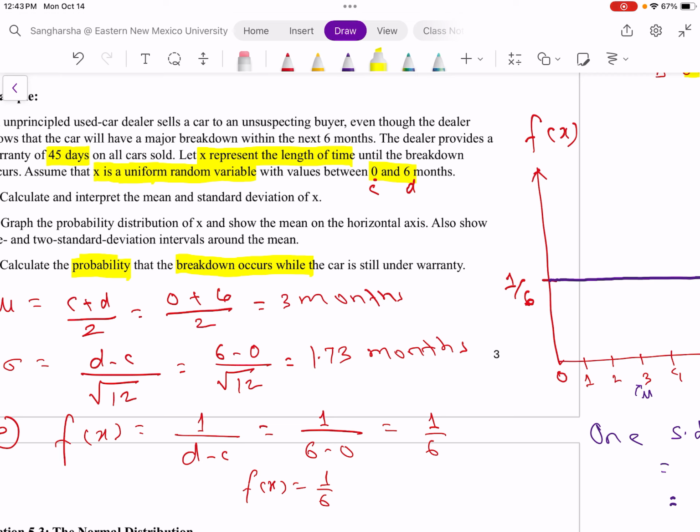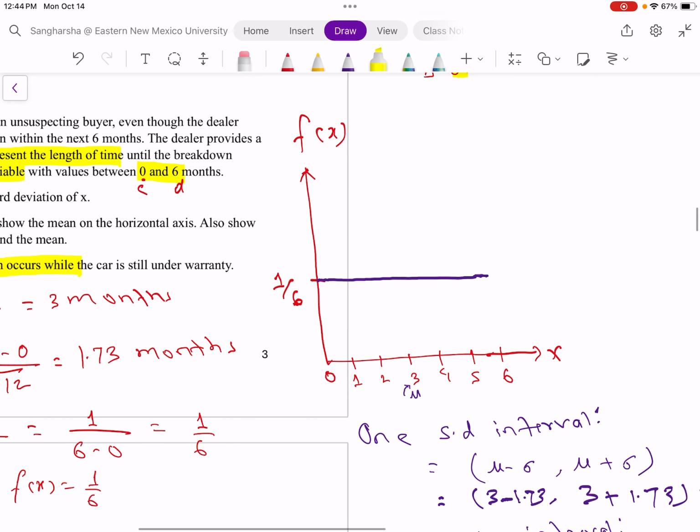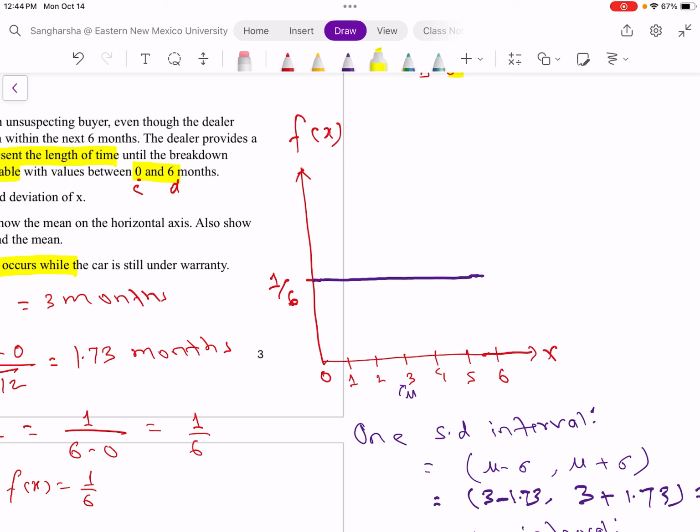Now what does it mean to be under warranty? What is the timeline? 45 days. Now how can you tell that in terms of the values of x? Our x takes values from 0 to 6, but we don't have 45 days here. Yes, our x is in terms of months. So what does 45 days mean in months? It is 1.5 months, right? So 1.5 is somewhere here.